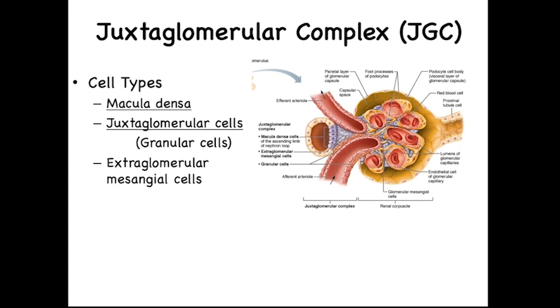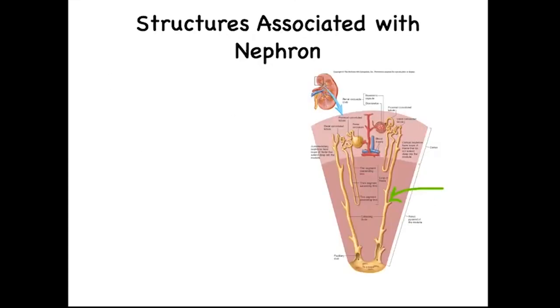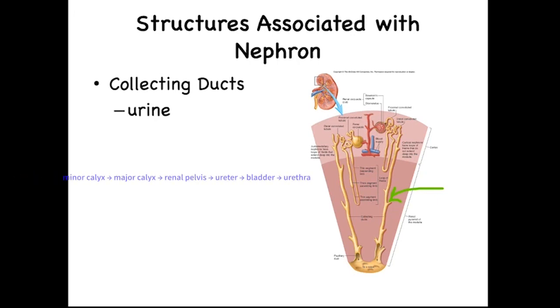Associated with the nephrons are collecting ducts. When the filtrate empties into the collecting ducts, it is called urine. The collecting ducts carry the urine toward the minor calyx.